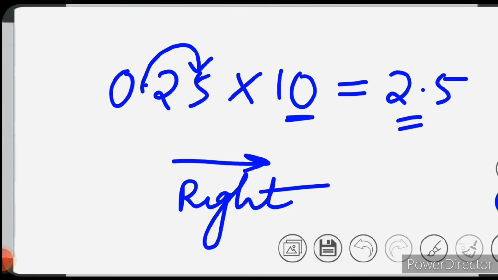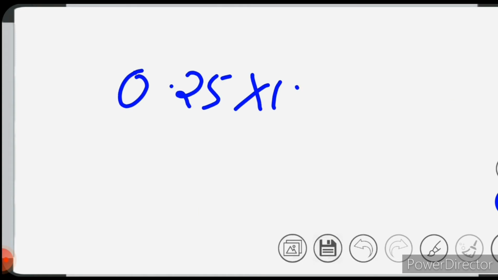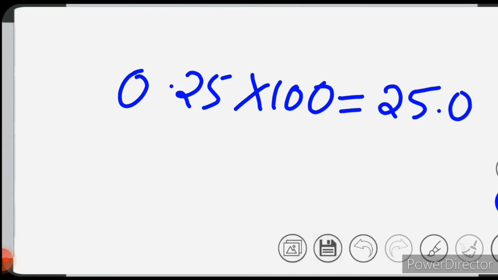Got it? Now for example, next we'll see 0.25. I'll multiply with 100. In 100 how many zeros do we have? 2 zeros. I will shift the decimal point 2 times. So it will become 025.0, so that is basically 25 only. Okay, so like that you have to do it. Got it, student? Now we will see about the division part.